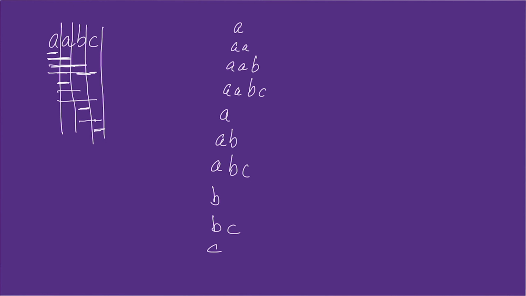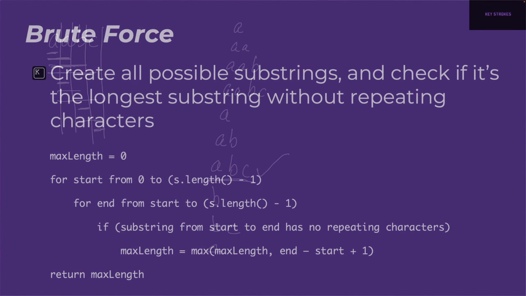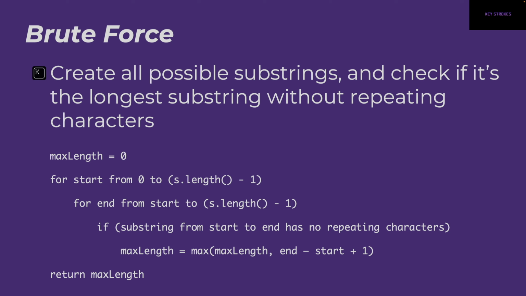Now in this case, it's pretty evident that our longest substring, again, without any repeating characters, is ABC, which is our winner right here. But that's the basic of this algorithm. You just create every single substring possible for the given string, and then check if it has any repeating characters. If it doesn't, then that's your candidate for the longest substring. Okay, so the brute force solution is very simple. We create all possible substrings and check if it has any repeating characters. If it doesn't, then we just check if it's one of the longest strings that we've encountered so far. And if it is, well, that's our answer.